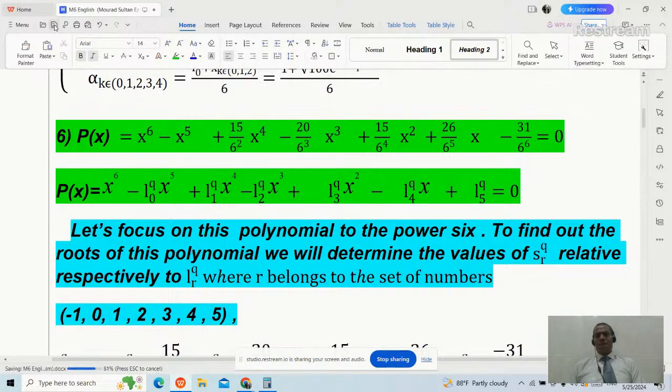If you want to check this one, learners, it's very easy for you. Just substitute x equal alpha equal 1 over 6 and alpha equal negative 1 over 6. You will get a null, meaning that it's a root.